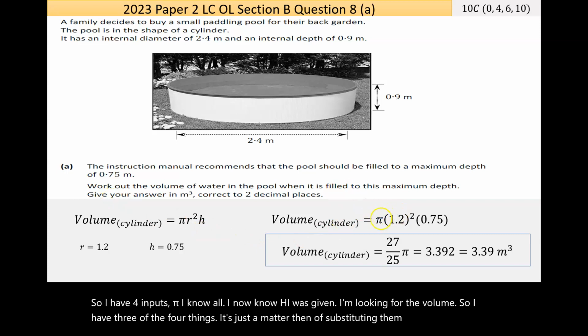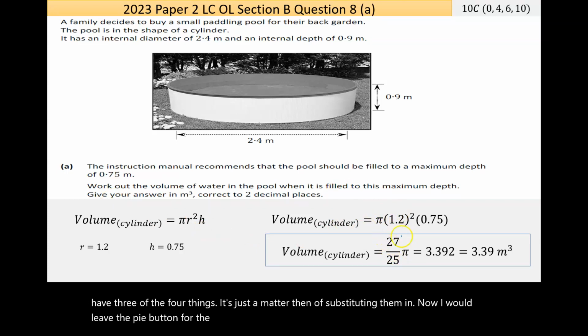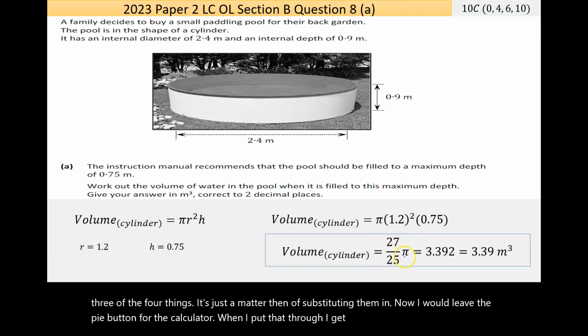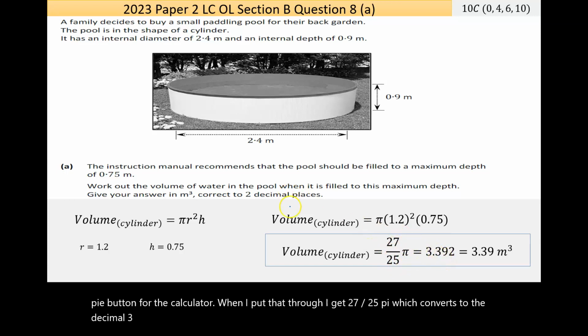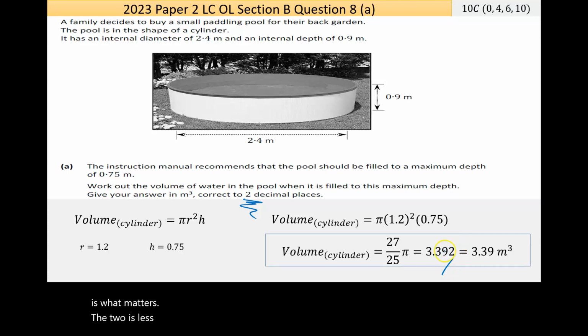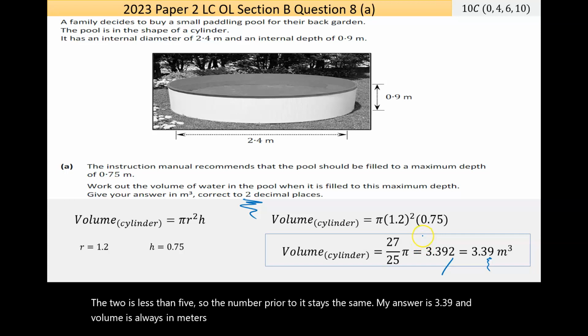Now I would leave the pi button for the calculator. When I put that through, I get 27 over 25 pi, which converts to the decimal 3.392. Now the question says leave your answer to 2 decimal places, so the 2 here is what matters. The 2 is less than 5, so the number prior to it stays the same. My answer is 3.39, and volume is always in meters cubed, and that's that.